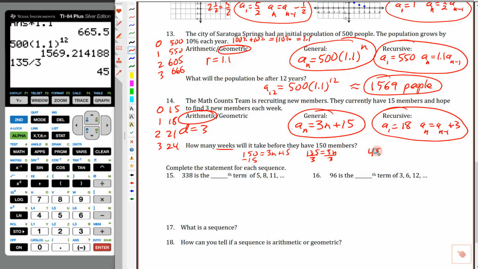So 45, and remember that's weeks, 45 weeks. So in 45 weeks, they're going to have 150 members. All right, that sounds pretty ambitious, but there you go. Okay, let's take a look at this next part here.